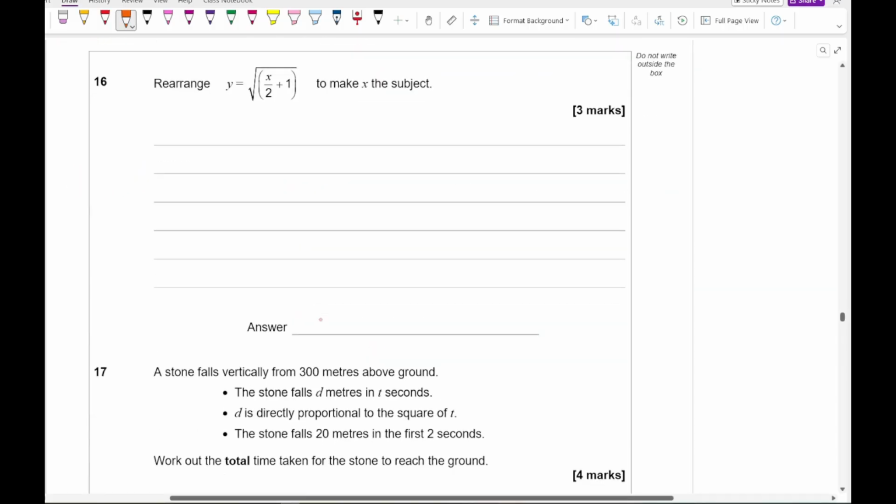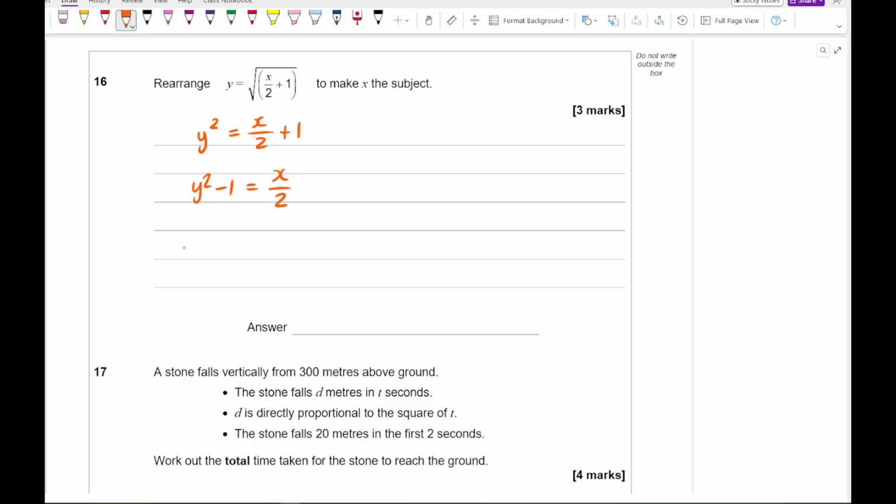Moving on to question 16, it says rearrange y equals root x over 2, plus 1, to make x the subject. So the first thing we need to do is get rid of the square root. So we square it, in which we end up with this. Then we take away the 1. And then we need to multiply everything by 2. So it's going to be 2 lots of y squared minus 1 equals x. So you can either leave your answer like this, or you can expand the brackets, in which we get 2y squared minus 2. So any of these variations would be absolutely fine for your answer.